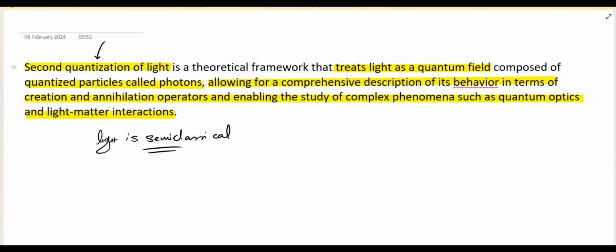with the photonic technology. So, in this video, we will learn about the second quantization of light, which is a theoretical framework that treats light as a quantum field. We'll come to what a quantum field is. And it is composed of quantized particles. You may have already heard of these, which are called photons, and it allows for a comprehensive description of the light's behavior in terms of creation and annihilation operators. If you have done basic quantum mechanics, you may have heard of these. And it enables study of complex phenomena such as quantum optics and more advanced light matter interactions.